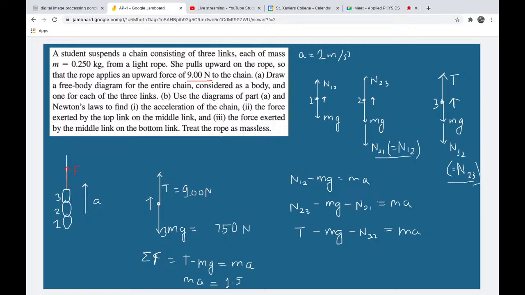What is asked is the force exerted by the top link on the middle link. So you have to calculate N23. So I hope that you can do from here. I leave this from this point onward for you people to solve. You have to calculate N12 and N23, the two normal reactions. So please do that.